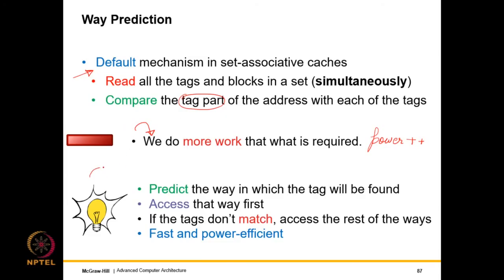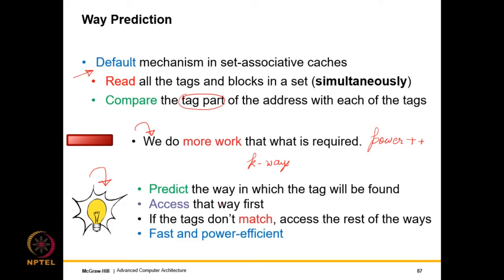So let us propose a brilliant idea over here. The idea is that we predict the way in which the tag will be found. So if there are k ways in a set, we try to predict. We say that look, maybe in the second way the tag will be found. We access that way first. So bear in mind that we do not read all the tags at the same time. We predict in which way we will find it, and we access that way first.